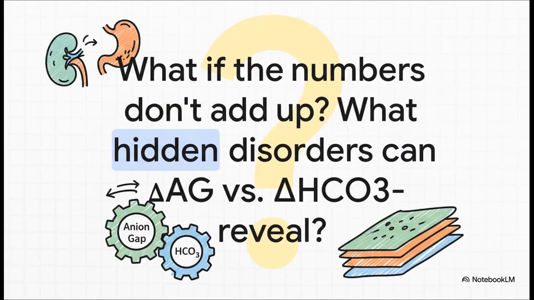You have totally nailed the basics of pattern recognition for HAGMA, but here's the thing. It can get even more complicated. Patients can have 2 metabolic problems at the same time. To uncover those hidden, mixed-up disorders, you have to go another layer deep. You have to compare the change in the anion gap to the change in bicarbonate. But that's a whole other level of detective work and a topic for our next explainer.